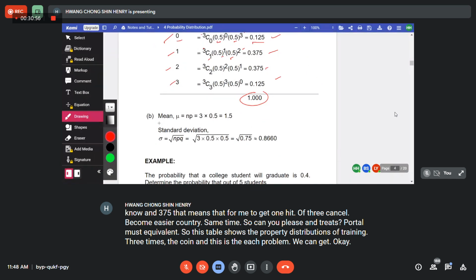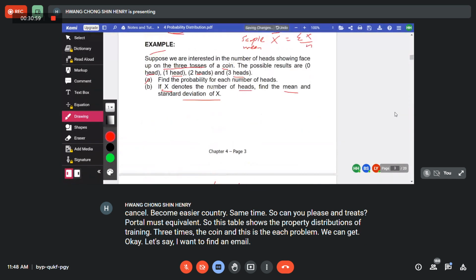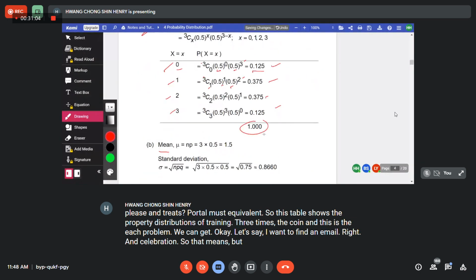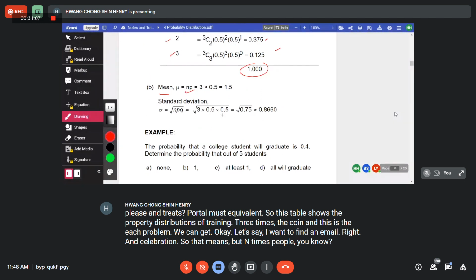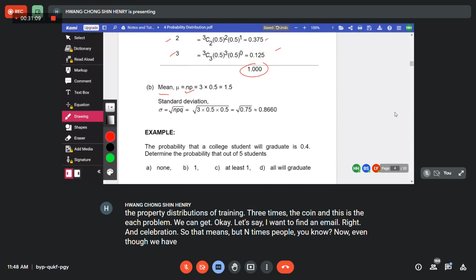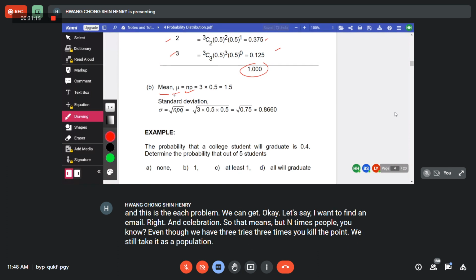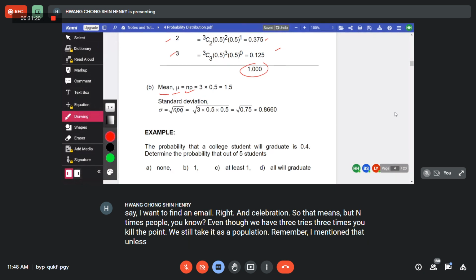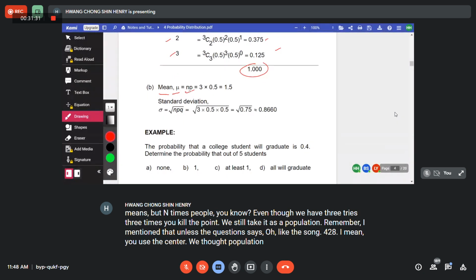Okay. Now, let's say I want to find the mean. The question asks you to find the mean, right, and the standard deviation. So the mean is what? n times p. Even though we have 3 trials, 3 throws of a coin, we still take it as a population. Remember, I mentioned that unless the question says sample, selected, some, remember chapter 2A, I mentioned the keywords there, then you use the sample, otherwise population. So n times p.